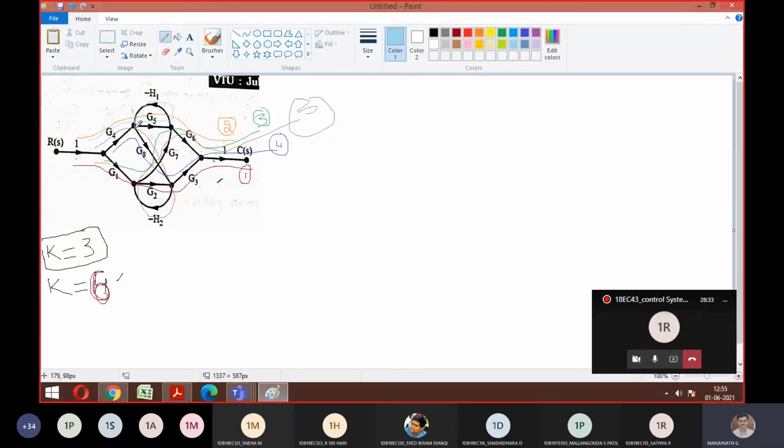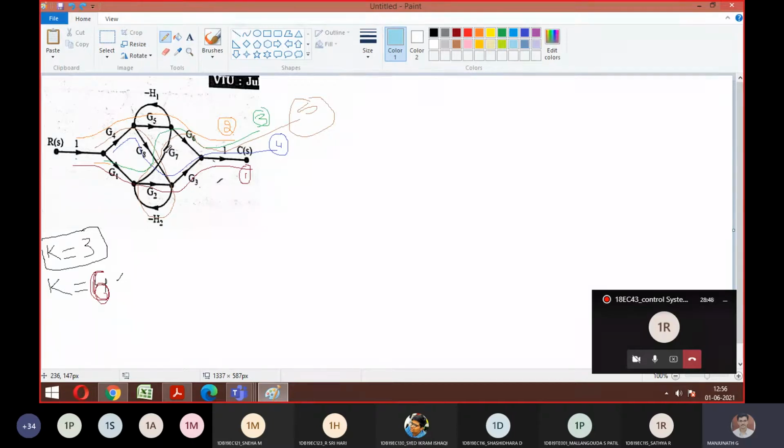Is it touching again, sir? Yes. The same node should not get repeated. That is what I told. If it is repeating, we are not considering it as a forward path. So this is discarded. I hope you got the idea now of how to trace the forward path, everyone.